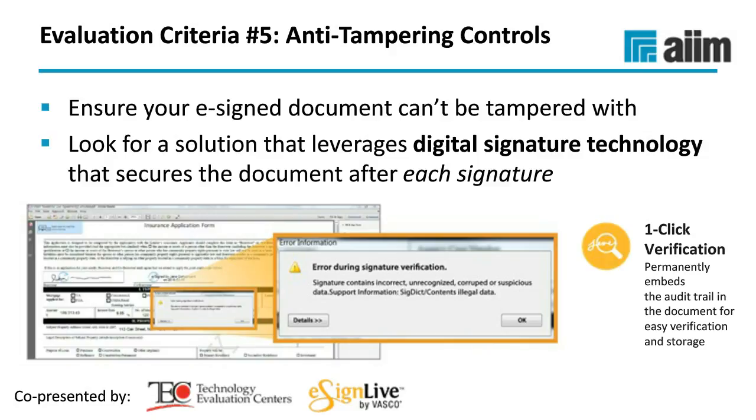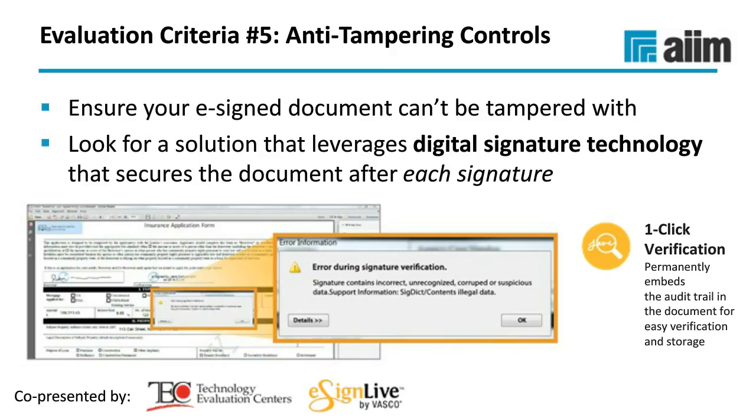So when you're evaluating a solution, have a look at what type of anti-tampering controls are built into the e-signed document, and make sure that it's easily verifiable so that the integrity of the document hasn't been compromised. You can do this through one-click verification. In our solution, you're able to do that, and we're also embedding the audit trail inside of that document for easy verification and storage. So that's really important to keep in mind. Now, there are some e-signature solutions out there that only apply a digital signature wrapper at the end of the signing process, which can put your organization at risk. So make sure that the solution is tamper sealing the document after each and every signature is applied.